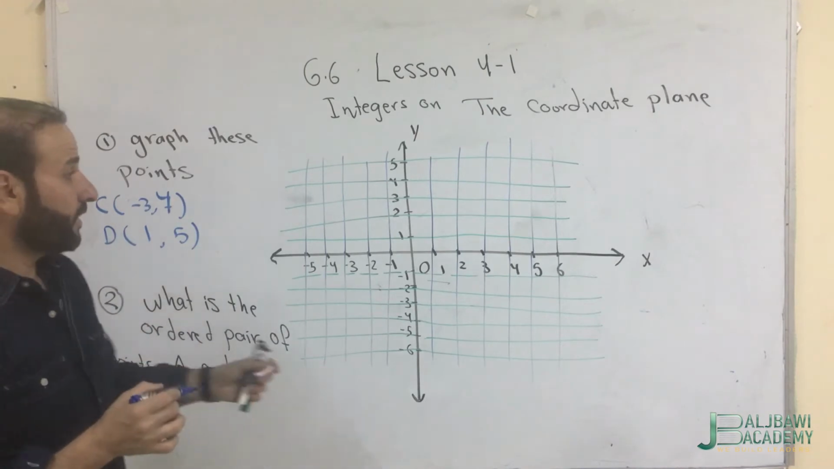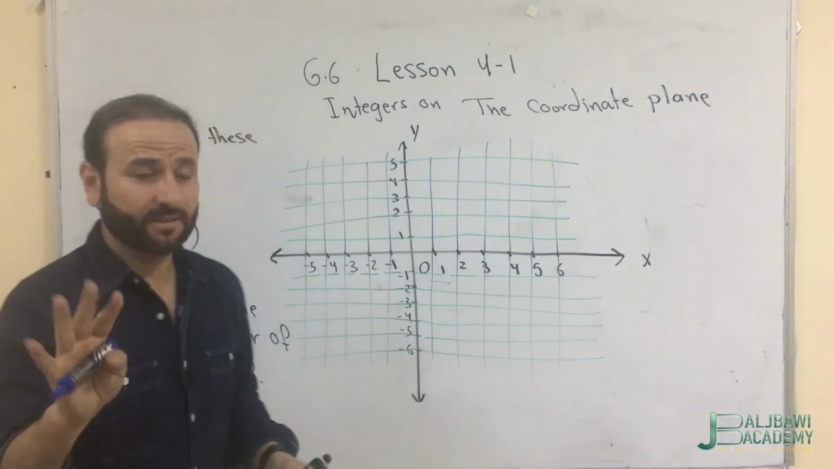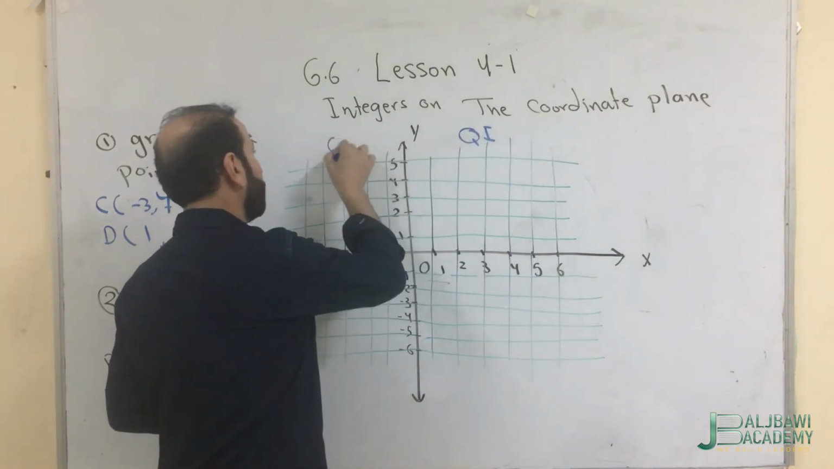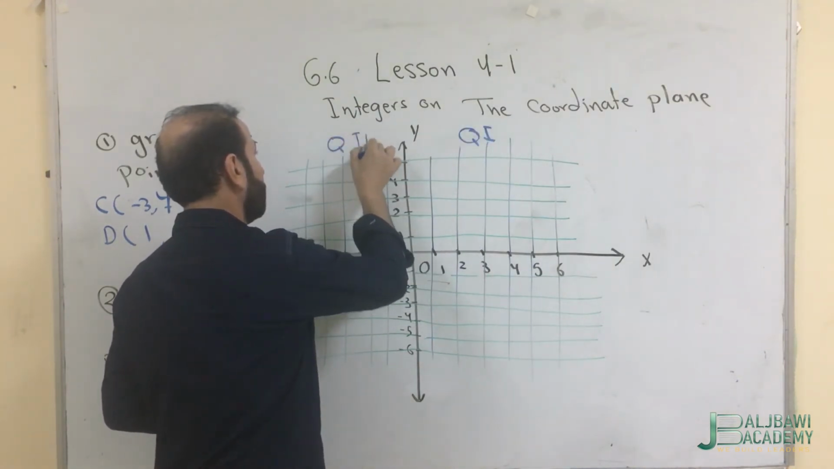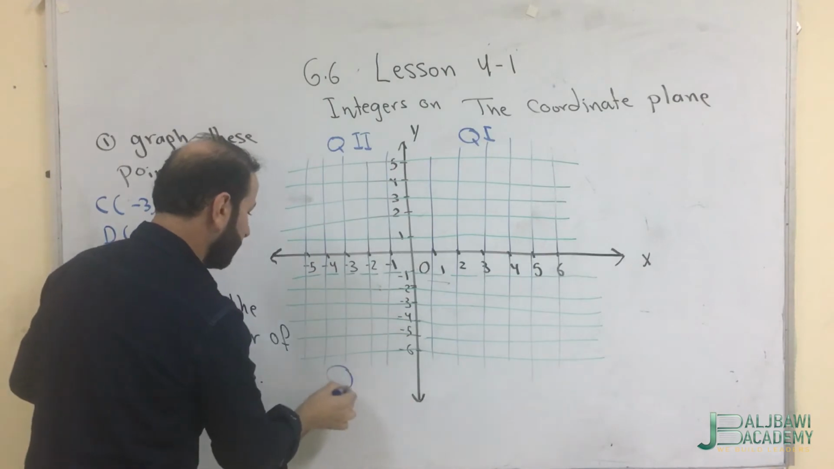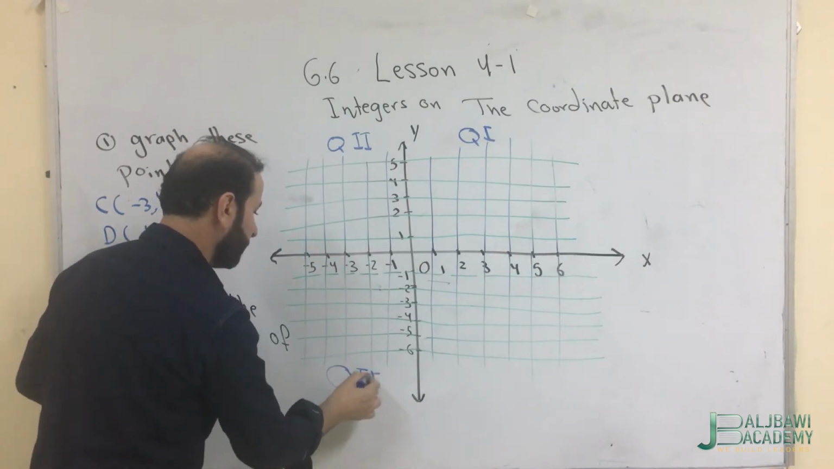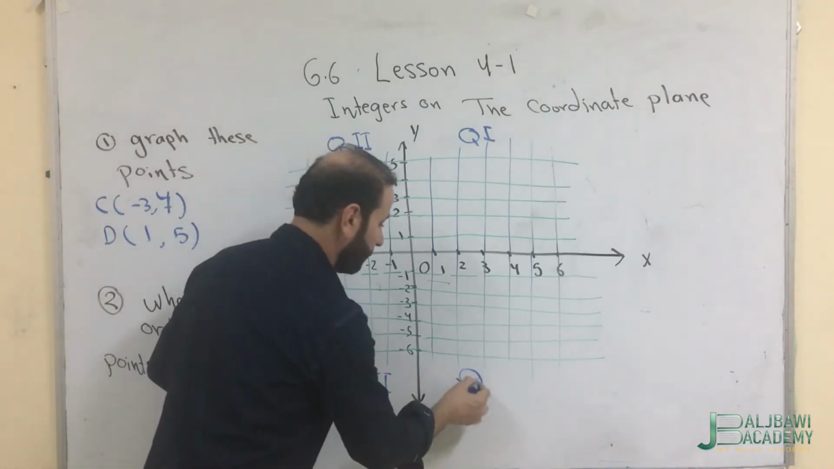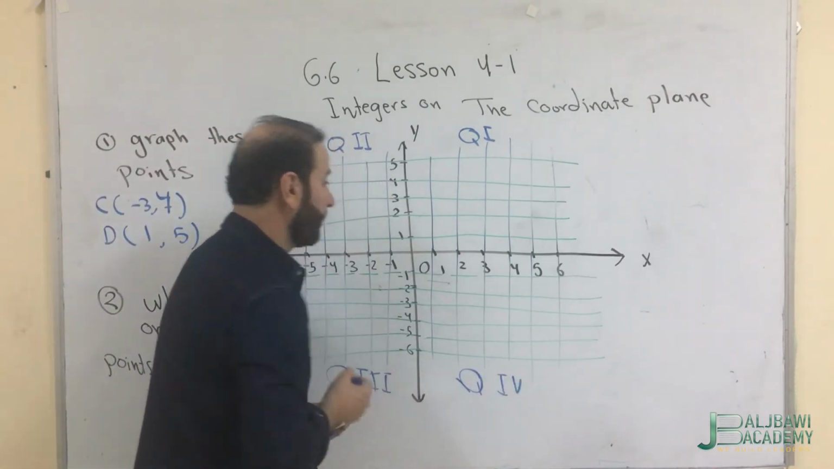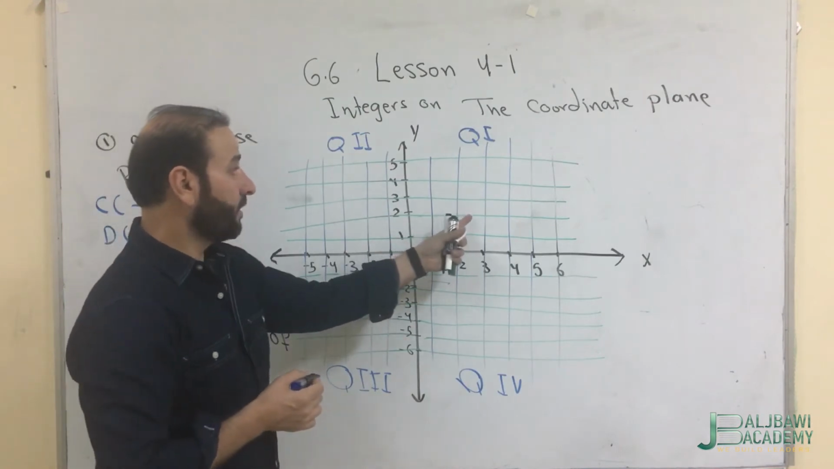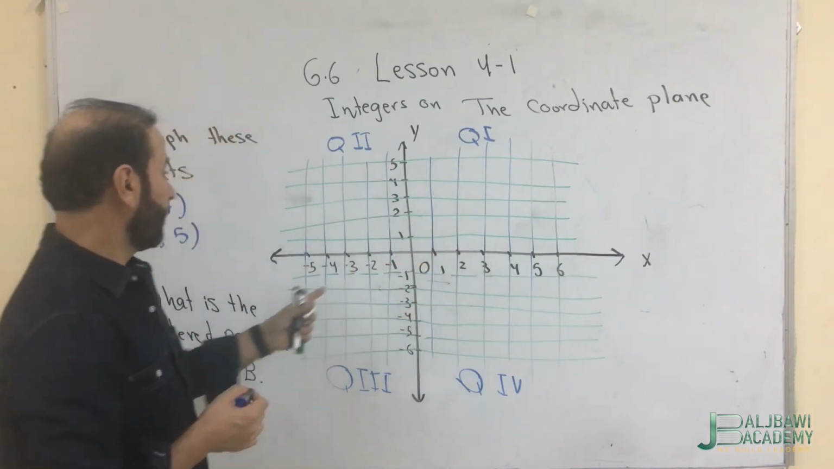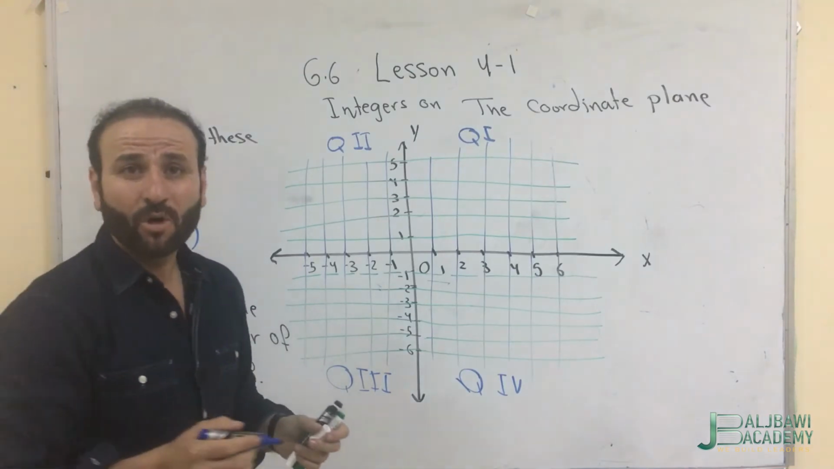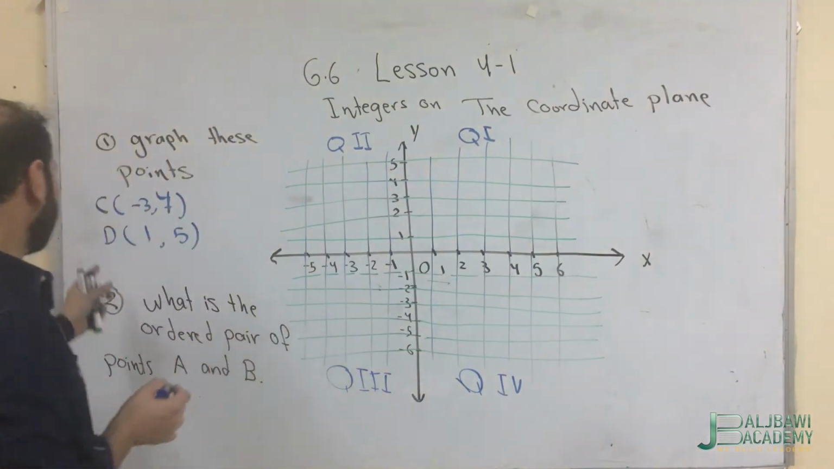Of course, the coordinate plane has 4 quadrants. Quadrant 1, quadrant 2, quadrant 3, and quadrant 4. These 4 quadrants. Here we will now show you how to graph some points and label them on the coordinate plane. Here we start.